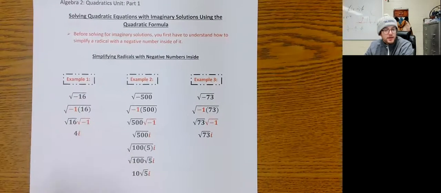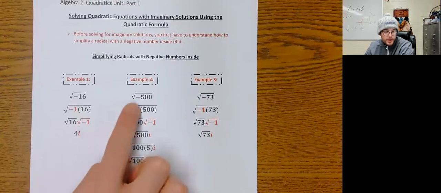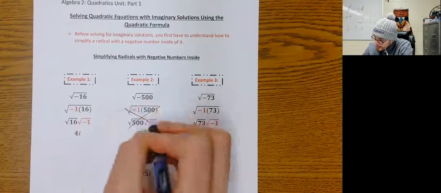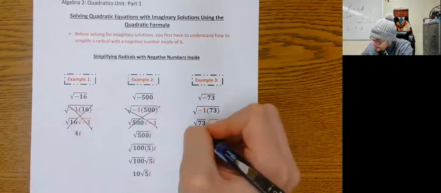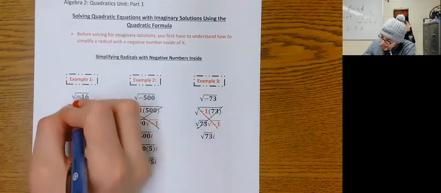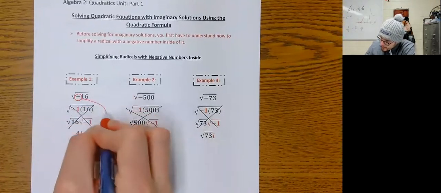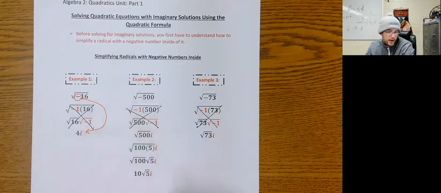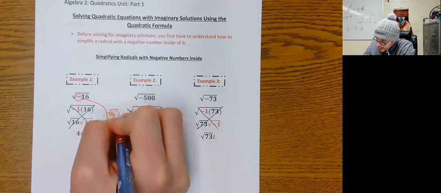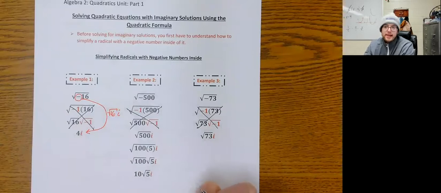And honestly, I skip all of this. I skip that whole thing. And if I see a negative, I just put an i on the outside. All right. If you see a negative, you can just do the square root of 16 with i on the outside, and you put it at the end.